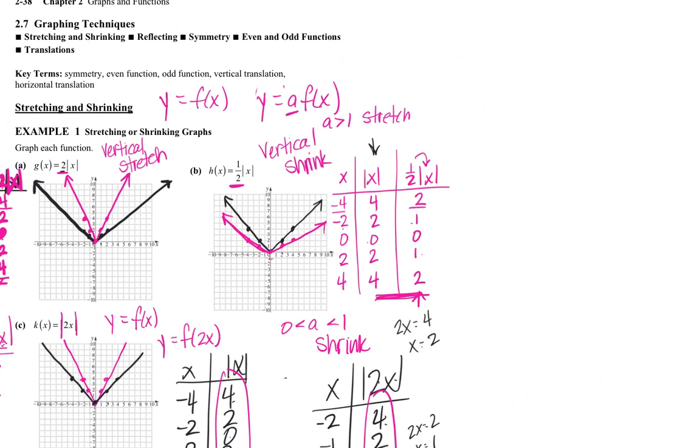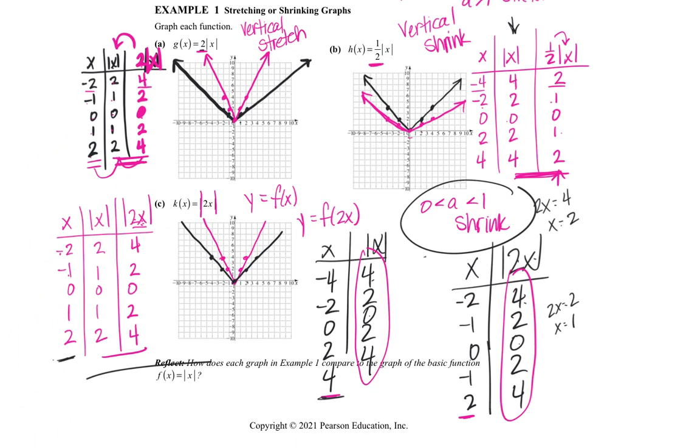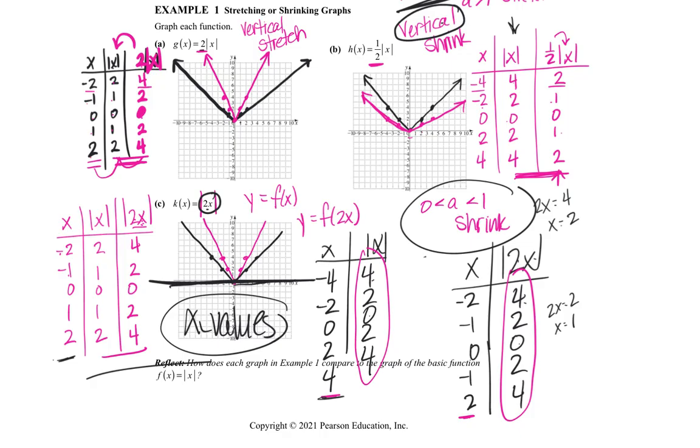Here, if A is between, I don't want to explain too much. Whenever the A is on the outside of the function, it's going to be vertical. It's going to deal with your y values. When it's inside with the x, this is going to affect your horizontal or your x values. So since this was a 2, this is going to be a horizontal stretch, because notice the x values got bigger. Since we're dealing with x values and they're getting bigger, your x values are stretching.